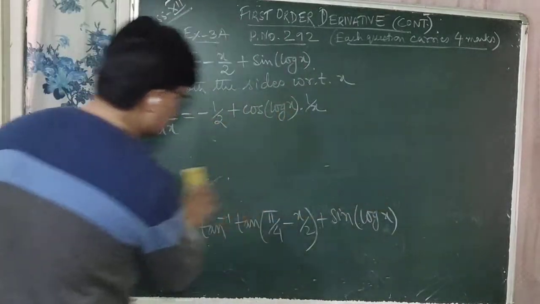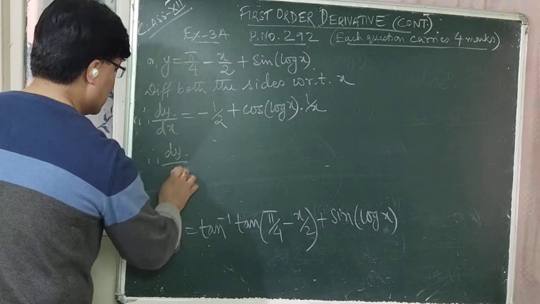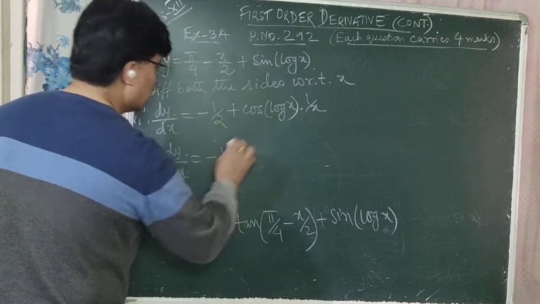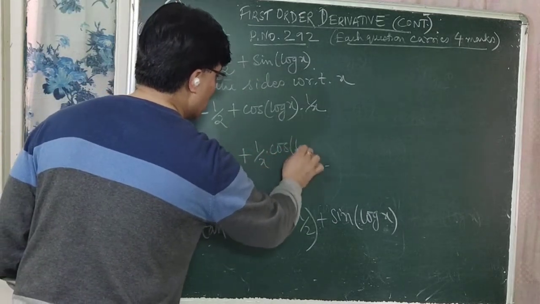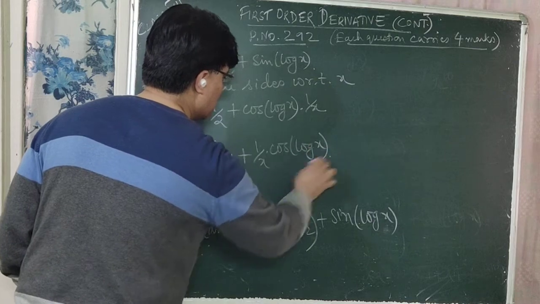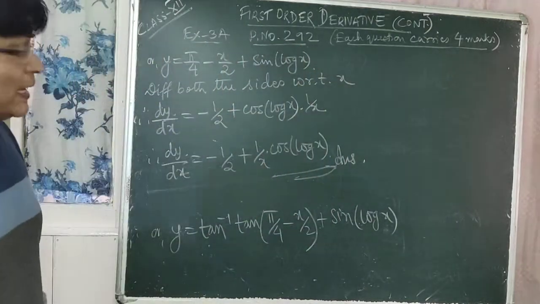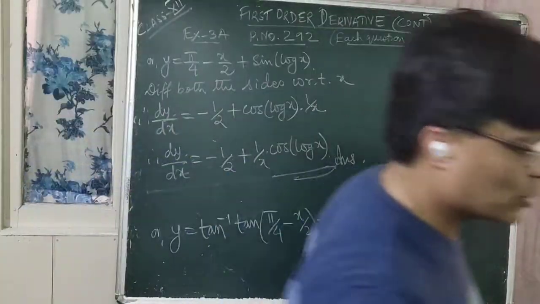So write down the final answer now. What is the final answer now? That is dy by dx is equal to, it is minus half plus, let us write 1 by x first, into cos of log x. So this is the final answer. Understood? So you can copy it. Let's do the next question now.